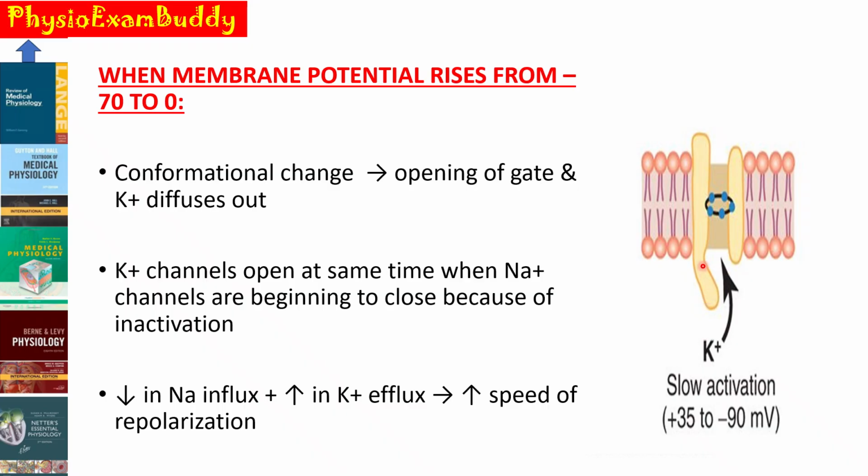During the resting stage of the membrane, this potassium gate is always in a closed state. When the membrane potential rises from -70 to 0, there occurs a conformational change which causes the opening of the gate present inside the cell membrane, and potassium from inside the cell diffuses out. This potassium channel opens at the same time when the sodium channels are beginning to close because of inactivation. So basically, the decrease in the sodium influx as well as the increase in the potassium efflux increases the speed of repolarization, that is, the change of the charge back from plus 35 to minus 70 millivolt.